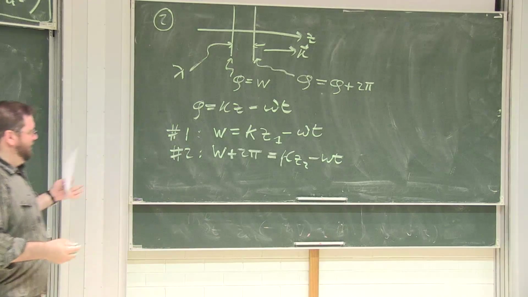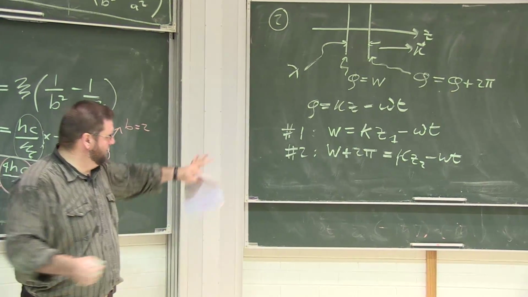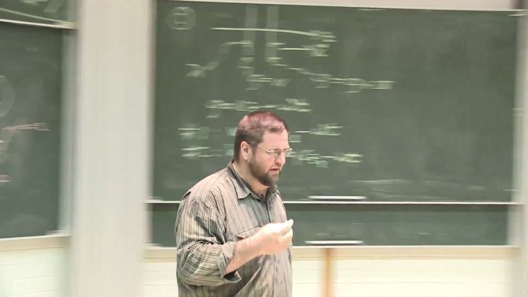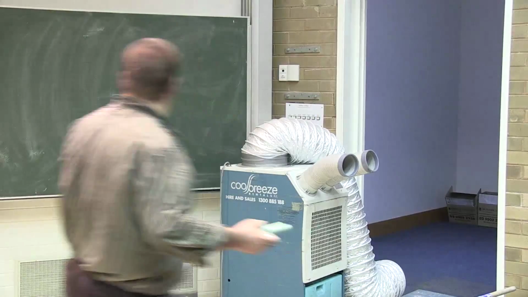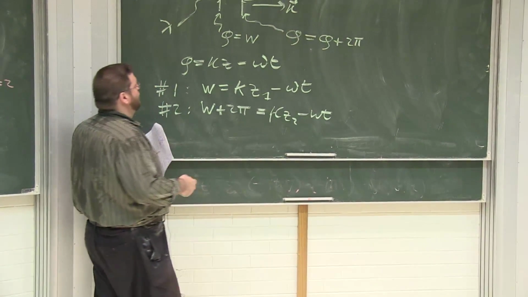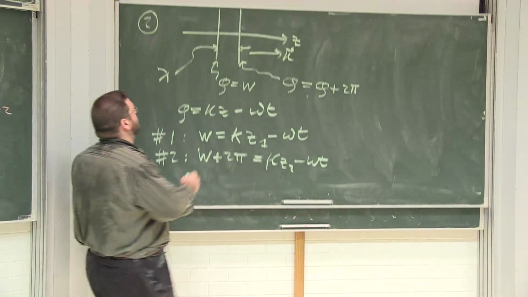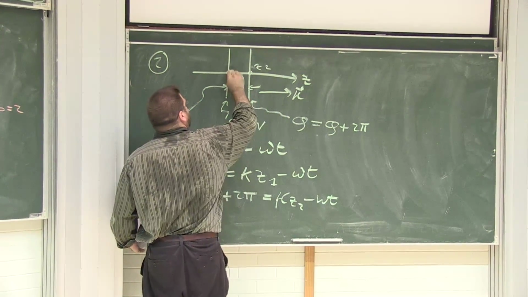Now we can freeze time at any time. I could call that time t naught, I could just call that time t. So let's consider a particular time t, and these are two particular wavefronts. We want to know the separation between them. Well, the separation between them is going to be z2 minus z1.